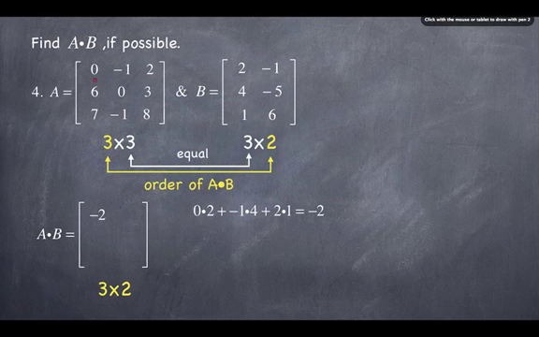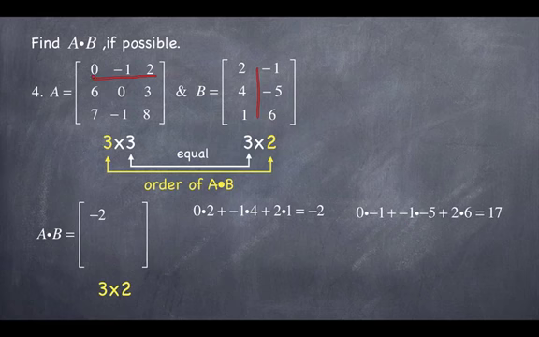I take still the first row, now the second column. That's why I get 0 times negative 1, negative 1 times negative 5, and 2 times 6. This is what you see here. I simplify the following and I end up with 17. So this is my entry here.